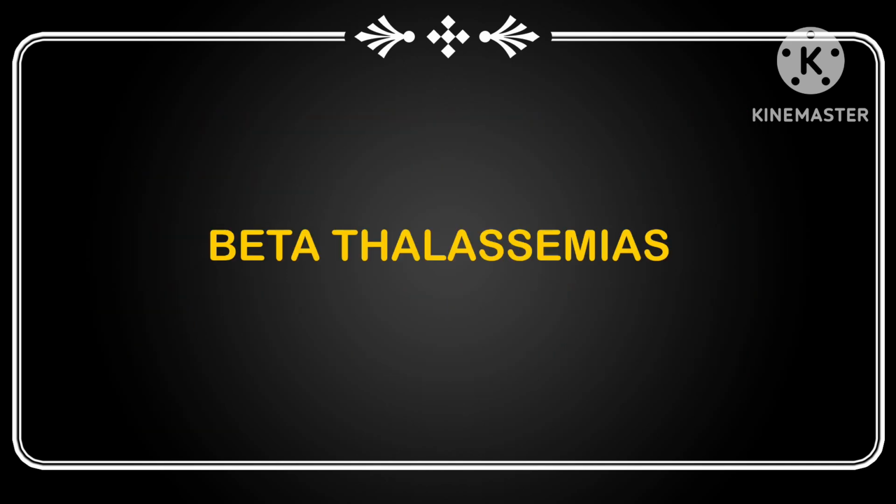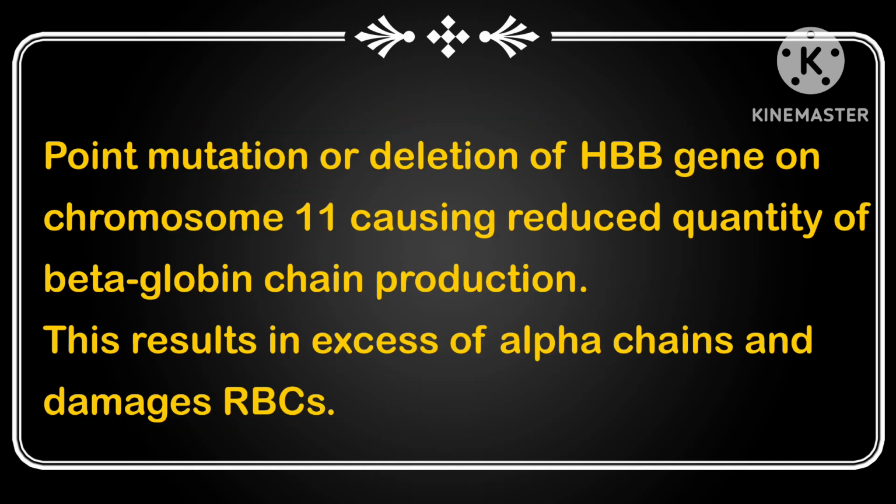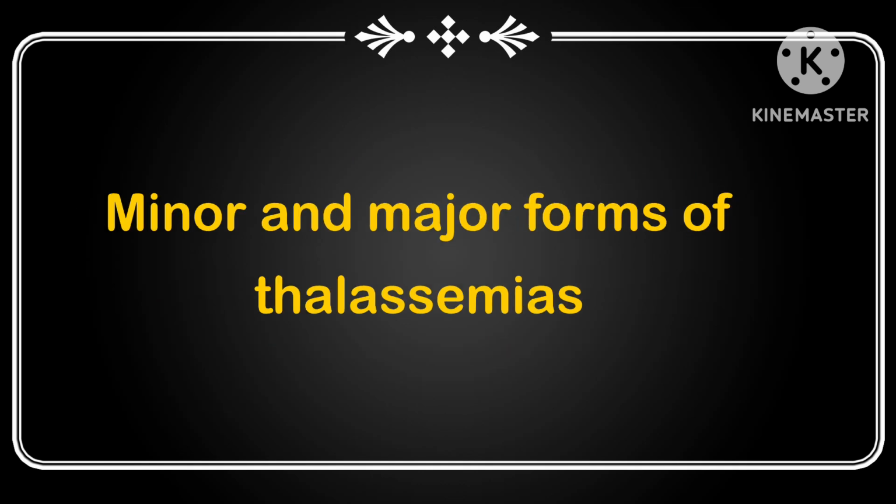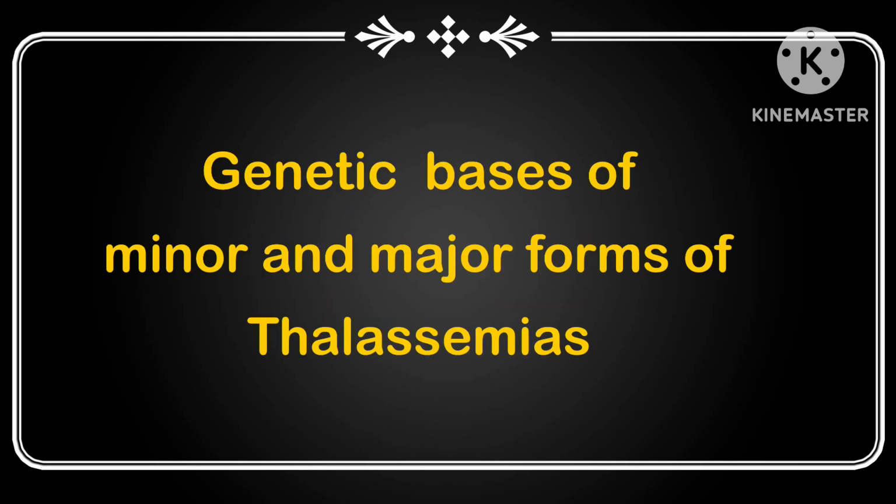Beta thalassemia. Point mutation or deletion of the HBB gene on chromosome 11 causing reduced quantity of beta globin chain production. This results in excess of alpha chains and damages RBCs. Minor and major forms of thalassemias. The severity of thalassemias ranges from minor to major forms. Genetic bases of minor and major thalassemia.